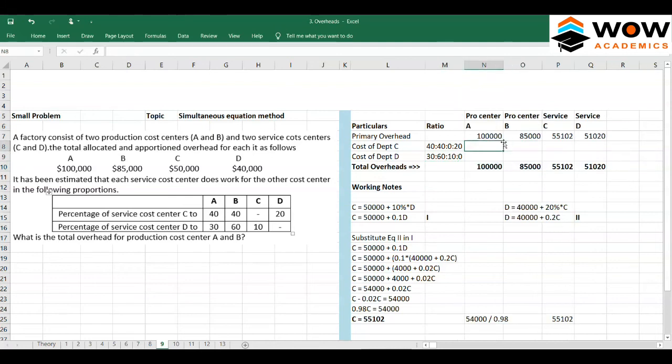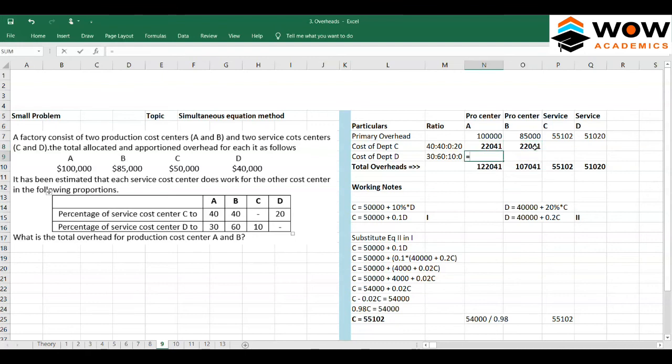So let's start. So we'll multiply now. 55,102 into 40 divided by 100. Again it's going to be 40 by 100. Okay, so this number is also going to be same.